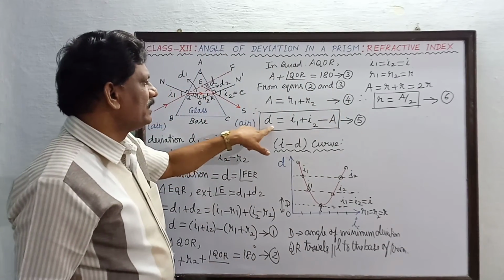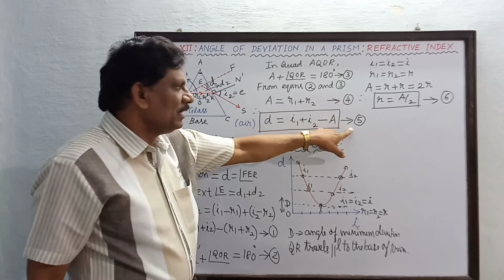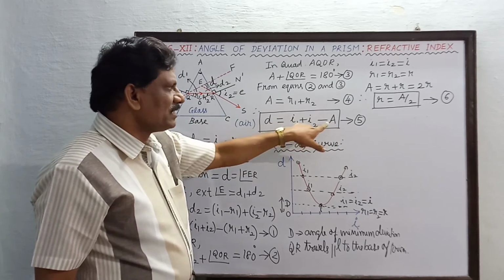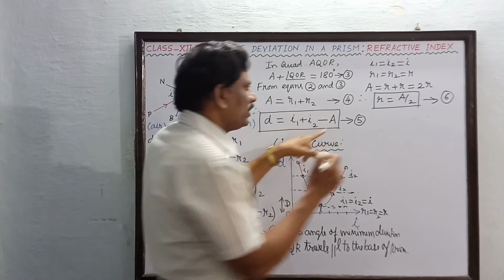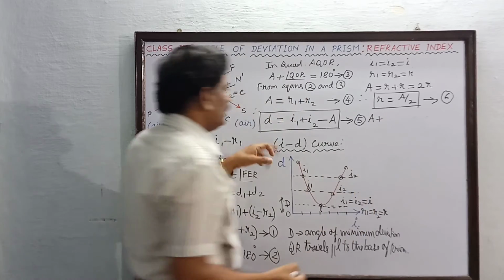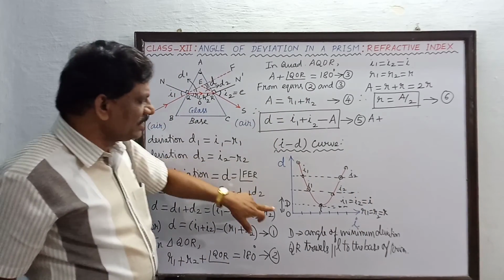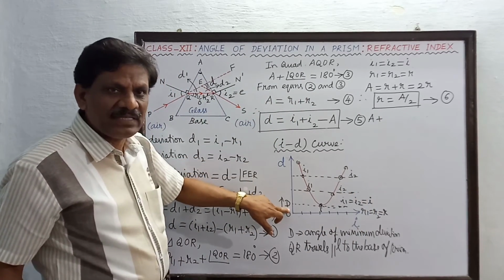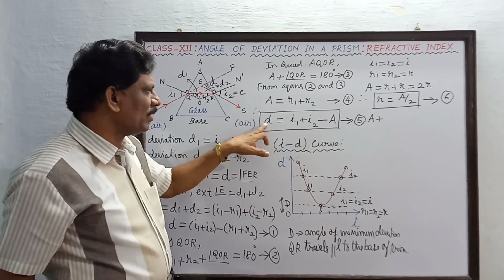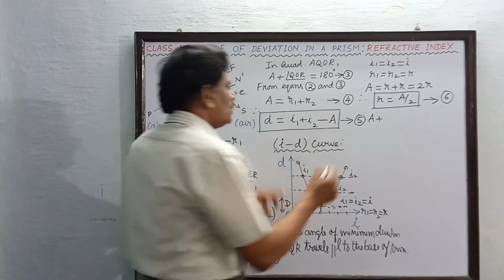Similarly, you can see this equation number 5. In this equation number 5, I am going to substitute I plus I. This minus A is shifted to the left hand side. So the same equation 5 becomes A plus this deviation D is equal to what? A capital D, is it not? When the deviation is minimum, it takes a symbol capital D. So instead of small d, I can write capital D.